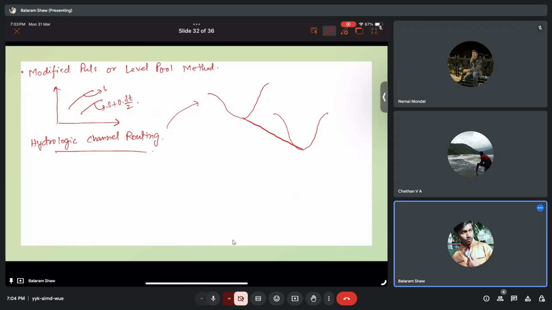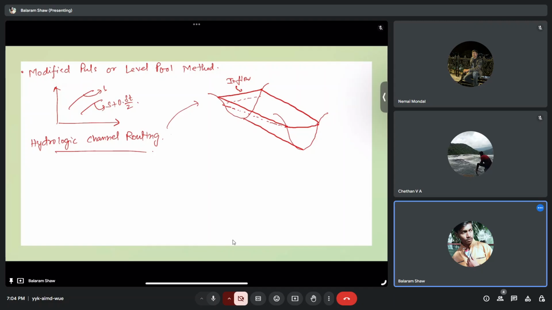Right, so this is the inflow, let's say. Okay, but the outflow is somewhere here. Okay, so this is the outflow. Okay, so here this is the outflow.